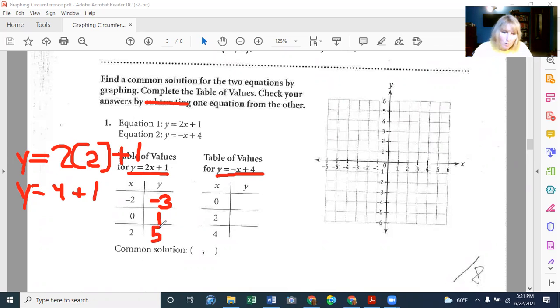So now I've got my points for the first equation, and I can plot those. So let's go ahead and do that. So we have -2, -3. So here's -2, and then we go down 3. 1, 2, 3. Put a little dot there. 0 and 1. Go to 0 and go up to 1. 2, 5. So go to 2 and go up 5. And then we connect our dots.